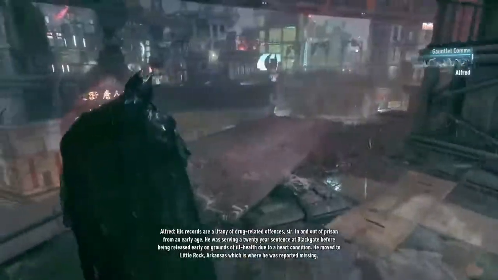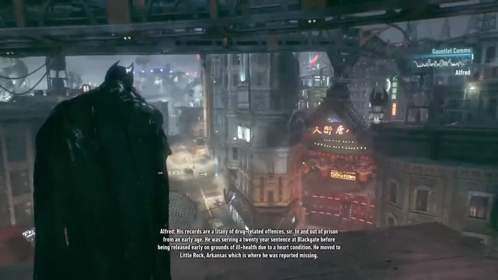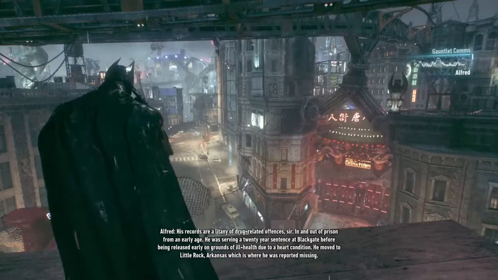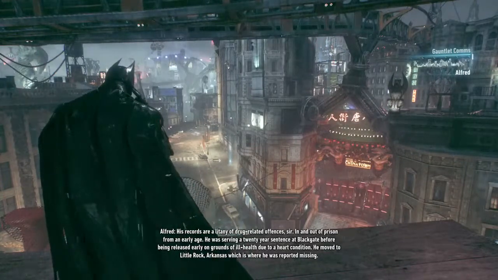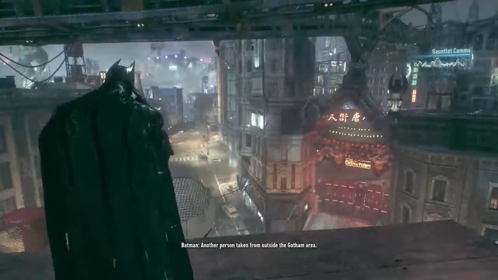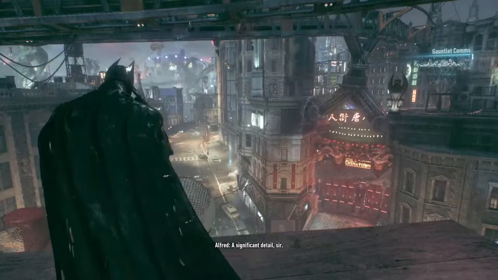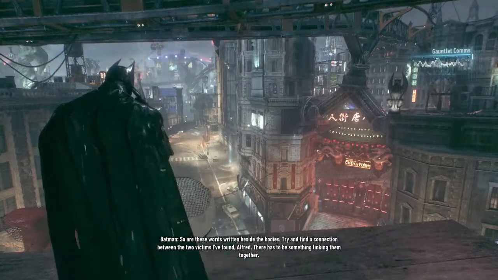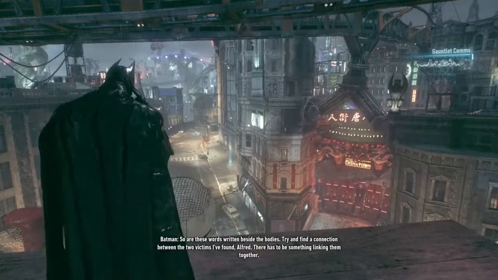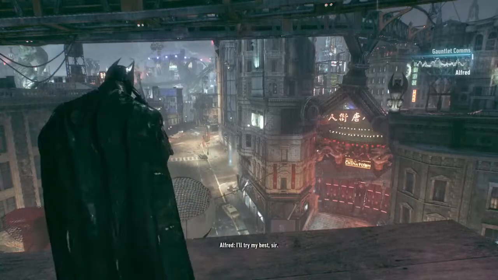His records are a litany of drug-related offenses, sir. In and out of prison from an early age. He was serving a 20-year sentence at Blackgate before being released early on grounds of ill health due to a heart condition. He moved to Little Rock, Arkansas, which is where he was reported missing. Another person taken from outside the Gotham area. A significant detail, sir. So are these words written beside the bodies. Try and find a connection between the two victims I've found, Alfred. There has to be something linking them together. I'll try my best, sir.